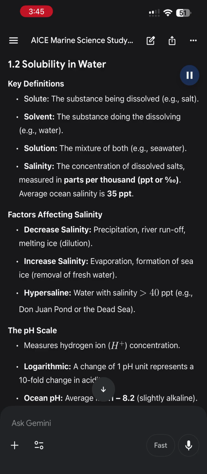Factors affecting salinity. Decreased salinity: precipitation, river runoff, melting ice, dilution. Increased salinity: evaporation, formation of sea ice, removal of fresh water. Hypersaline: water with salinity above 40 ppt, e.g., Don Juan Pond or the Dead Sea.